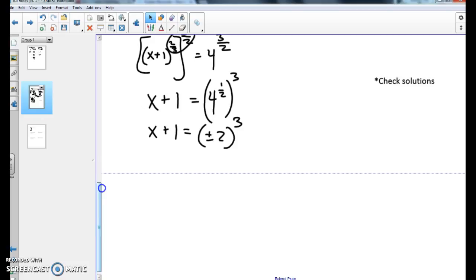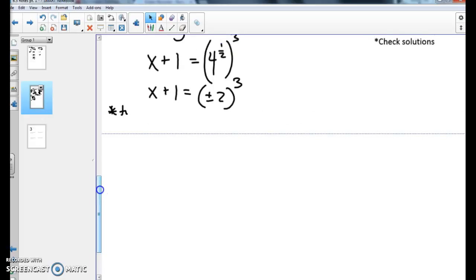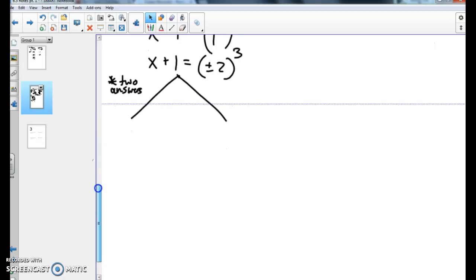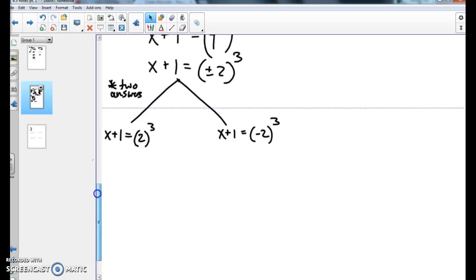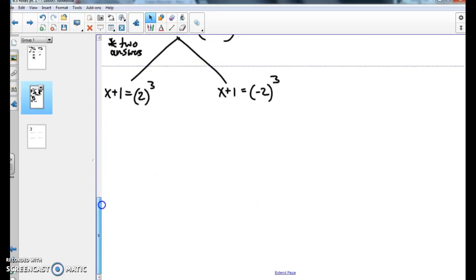Now I really am emphasizing that plus or minus here, like we know with even roots, because what we're going to get are two answers: one for when it's positive 2, and one for when it's negative 2. So I've got x plus 1 equals, we'll do the positive side, positive 2 to the third power. And then the other option is x plus 1 equals negative 2 to the third power. The reason there are two answers here is because we originally took an even root. 4 to the 1 half was my even root.